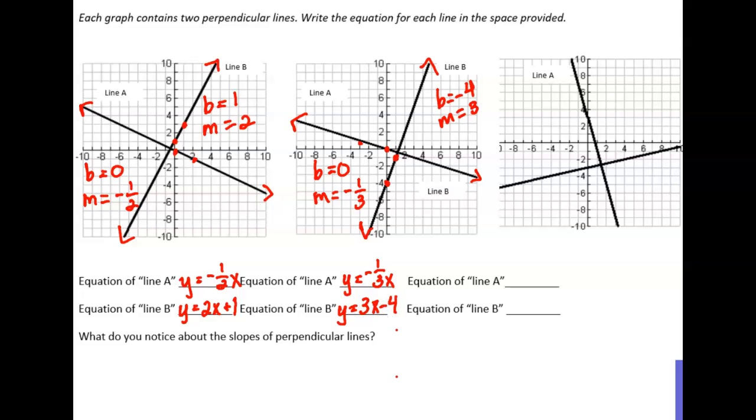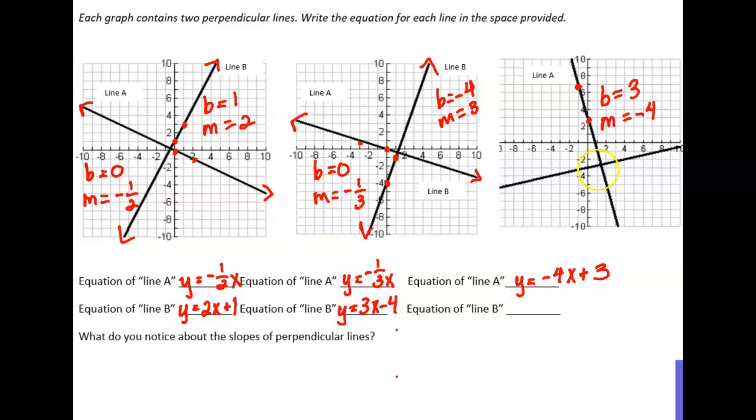Okay, the third example we have for perpendicular lines. If I look at line A, my y-intercept here is going to be right here, so that's going to be at 3. And my slope is going to be, we're going to go 1, 2, 3, 4 over 1, so my slope is negative 4. So line A, the equation is y is equal to negative 4x plus 3.